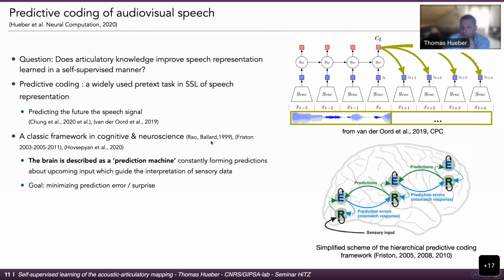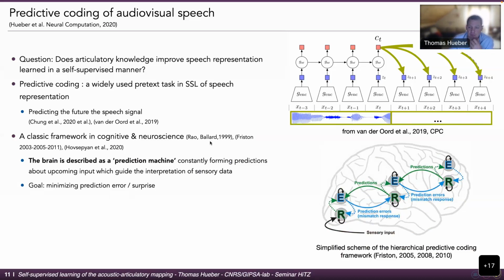Of course, we have also other techniques, such as HuBERT, which in that case is more like masking part of the speech signals and trying to fill the gap, etc. But here we are interested in this idea of predictive coding: learning speech representation by predicting the future of an auditory stimulus.